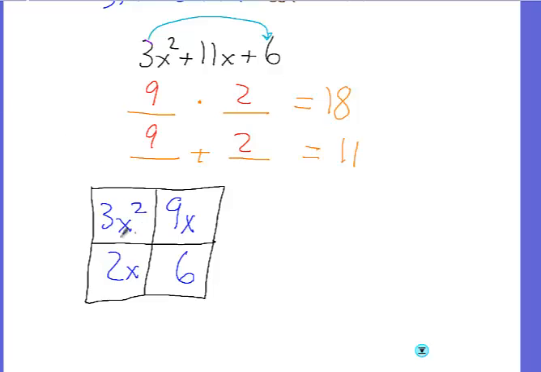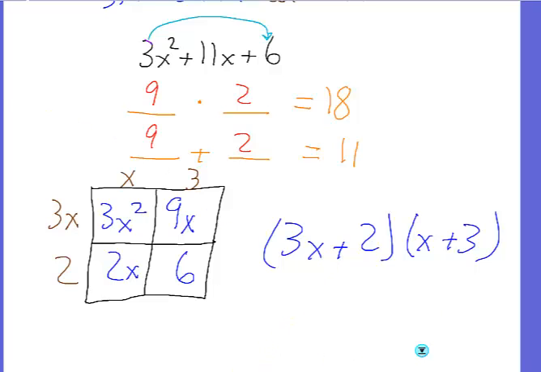What you want to do now is find the GCF of these boxes going left to right. 3x squared and 9x has a GCF of 3x. 2x and 6 has a GCF of 2. Then vertically, 3x squared and 2x has a GCF of x. 9x and 6 has a GCF of 3. So our answer, when we factor it, is going to be 3x plus 2 times x plus 3.